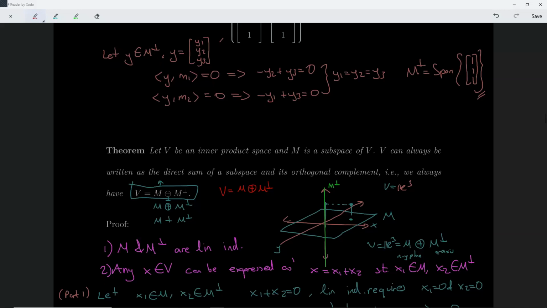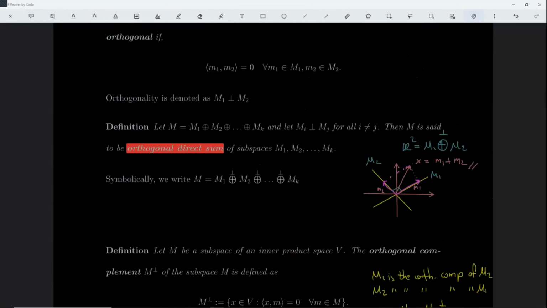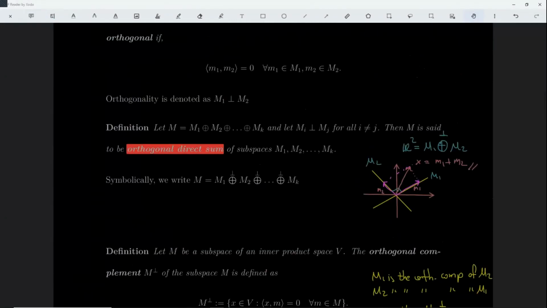And here was one example, where M was this plane passing through the origin, and M perpendicular was the line, the Z line actually, right? And once again, here we have another example. If M1 and M2 are perpendicular to each other, here M2 is equal to M1 perpendicular. So this is the M1 orthogonal complement, and R squared can be written as M1 direct sum M1 perpendicular.